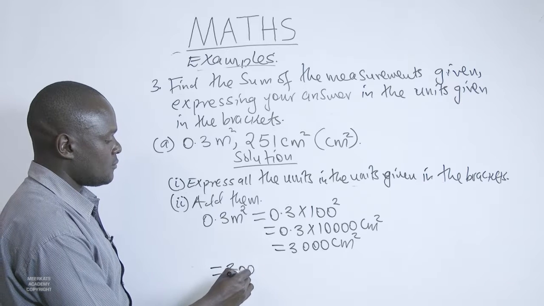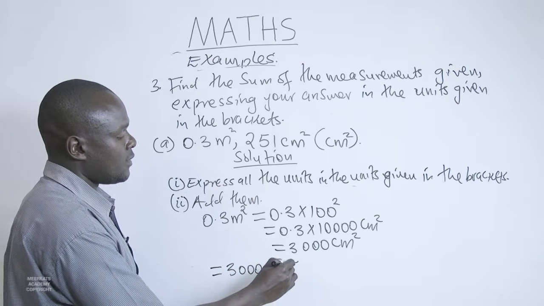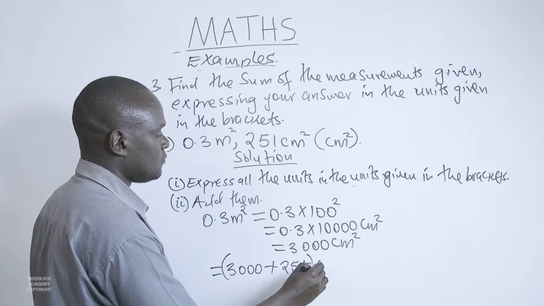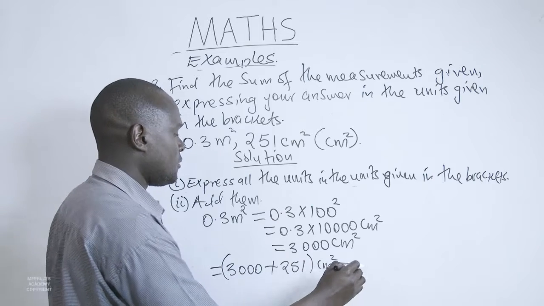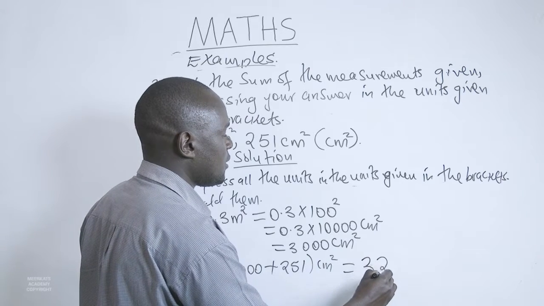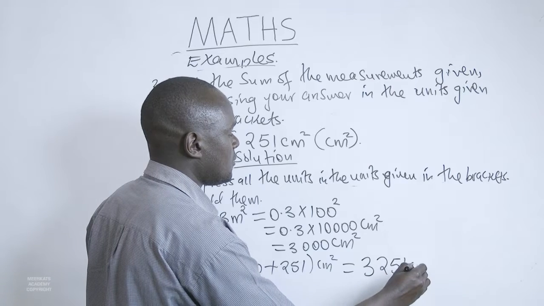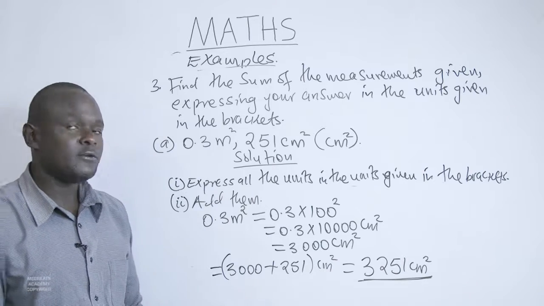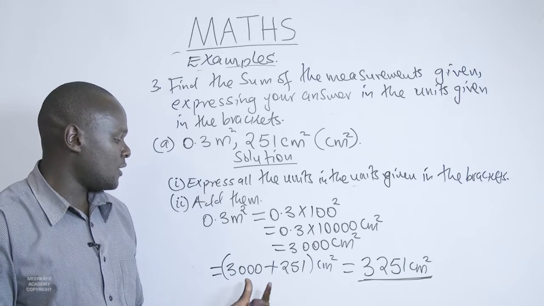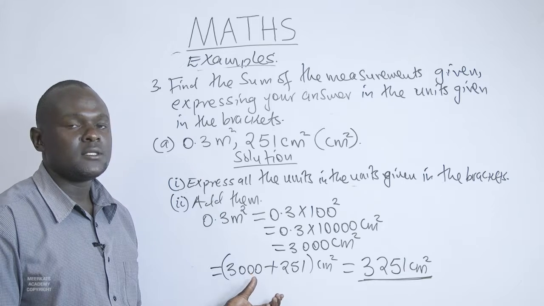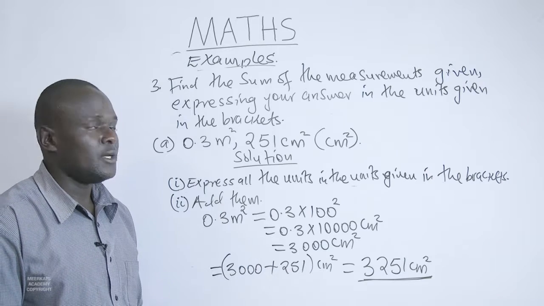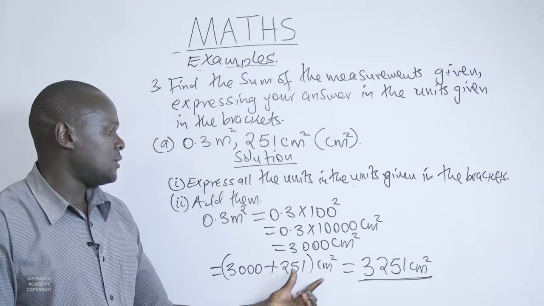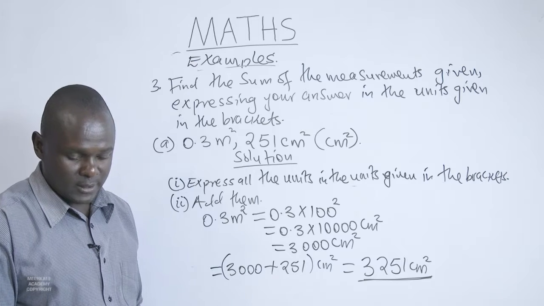This will be 3,000 plus 251, which will be 3,251 square centimeters. When it comes to addition, you can perform it the way it is, or you can decide to arrange the numbers in column form so that you perform your addition. And if you have a calculator, you can still punch in these values for you to arrive at this answer.